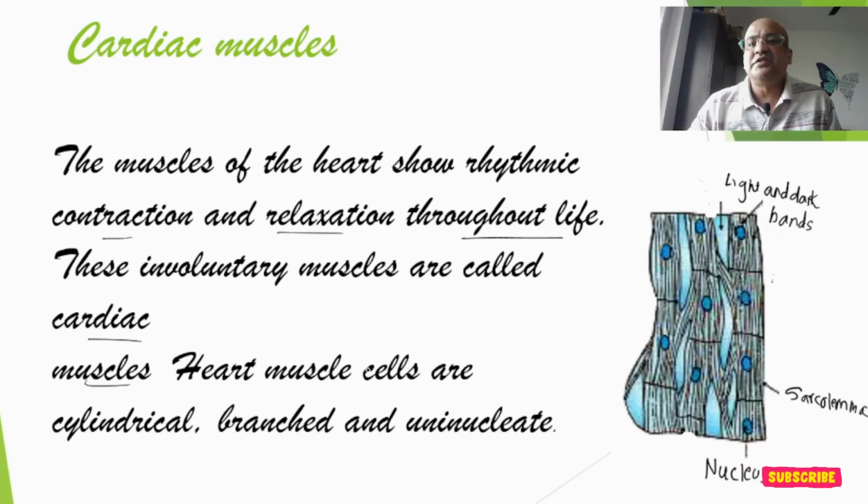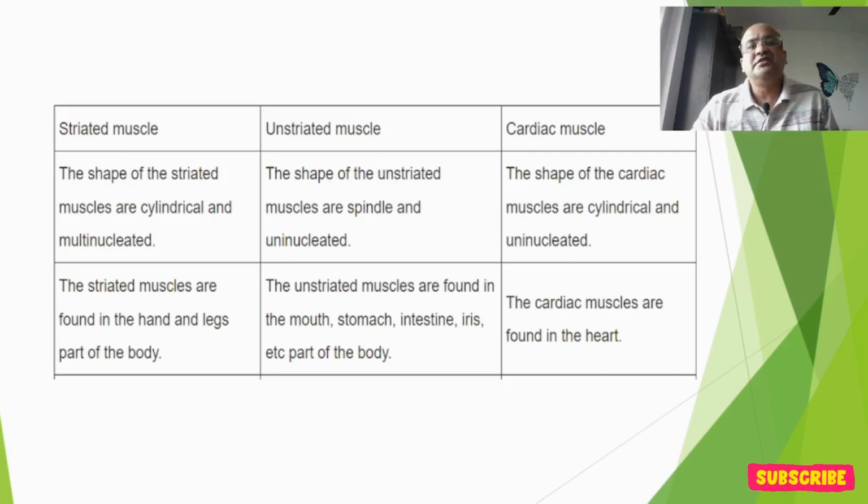Heart muscle cells, how are these under a microscope? If you see them, they are cylindrical, branched, and uninucleate. Uninucleated, right? So let's see the difference between these three muscles, the striated muscles, unstriated muscles, and the cardiac muscles. The shape of the striated muscles is cylindrical and multinucleated, as we have seen. The shape of the unstriated muscles is spindle. And the shape of the cardiac muscle is cylindrical and uninucleated.